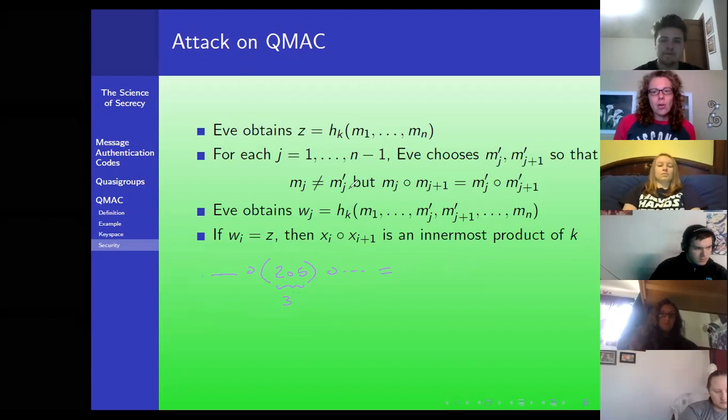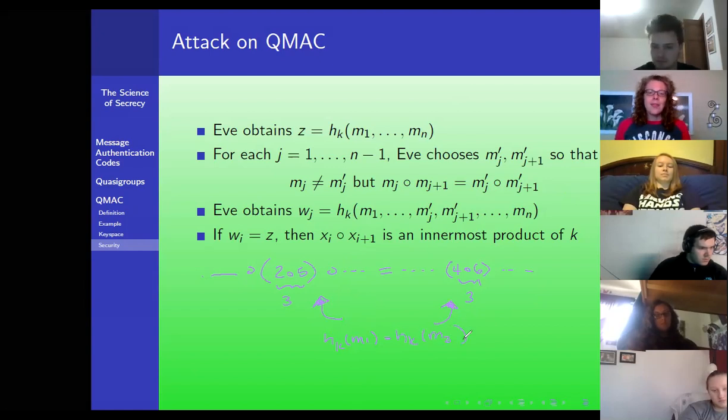Let's say she also plays with this and discovers that 4 circle 6 is also equal to 3. So she can replace this innermost product 2 circle 5 with 4 circle 6. What she's discovered is that the hash of this message and the hash of this message are the same. So h sub k of m1 is equal to h sub k of m2. And therefore, she's able to forge an authentication tag.